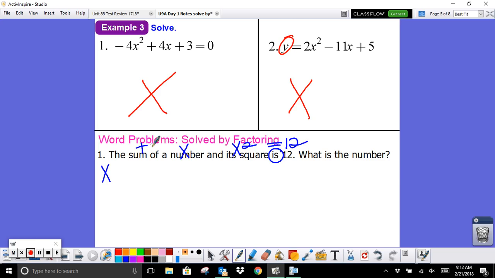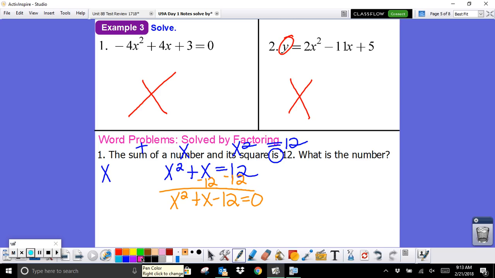So we have the sum, which means add, of a number and its square. I'm going to put this in what I know to be the right order. We need our x squared first, so x squared plus x is 12. We need to find the number, which means we need to find x. I cannot start factoring this until it is equal to 0, so I need to subtract this 12 and move it over. So this is x squared plus x minus 12 equals 0.